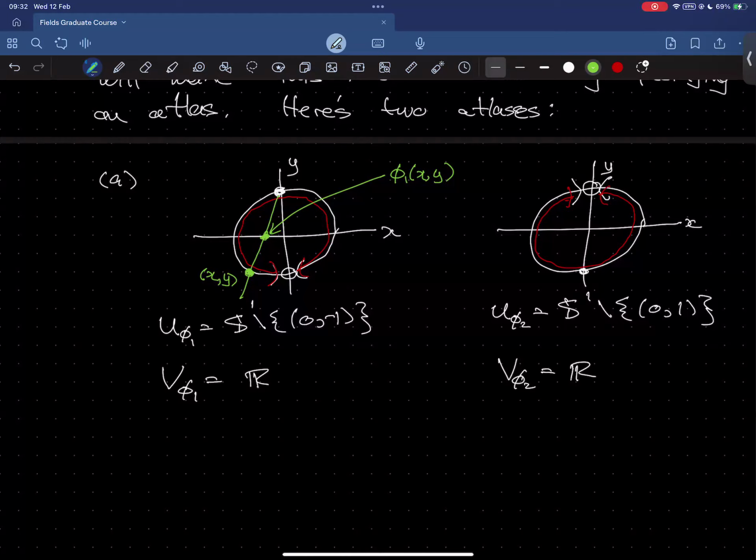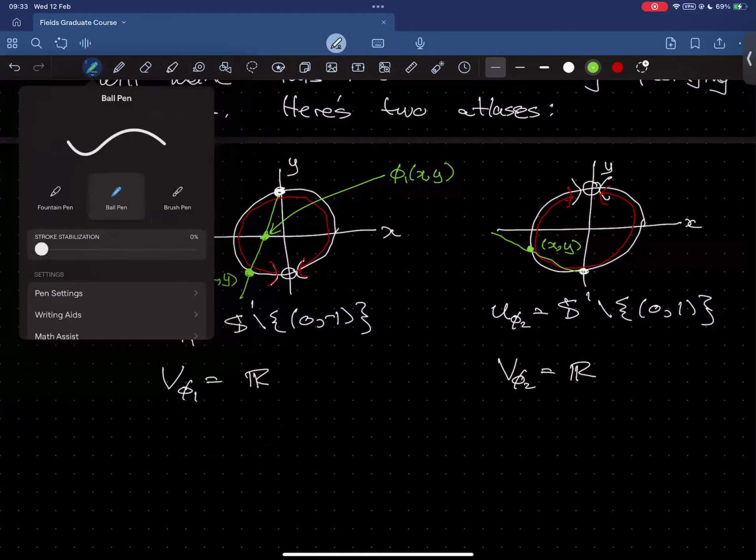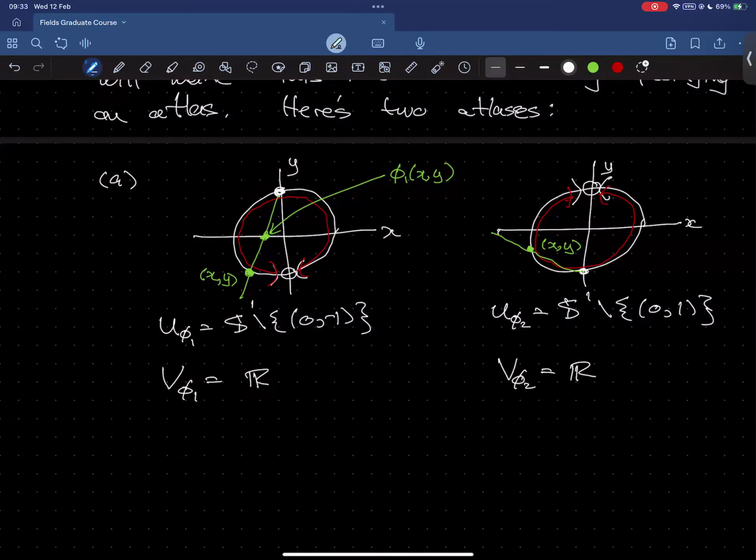You do a similar thing over here. You take a point x, y on the circle, and I draw a line from the South Pole through that point until it hits the x-axis. Then this point here will be phi2 of x, y. That's how you define these two chart maps.